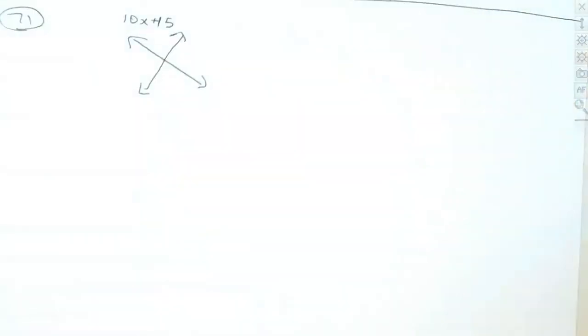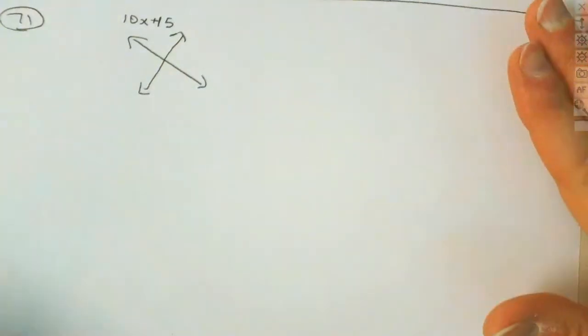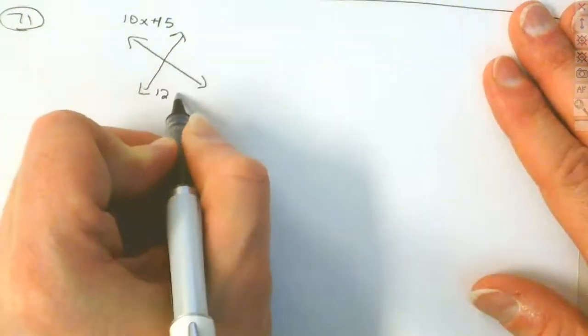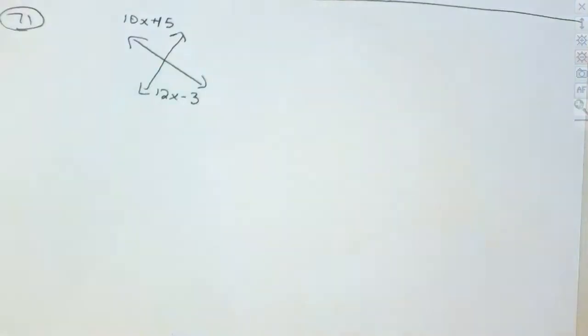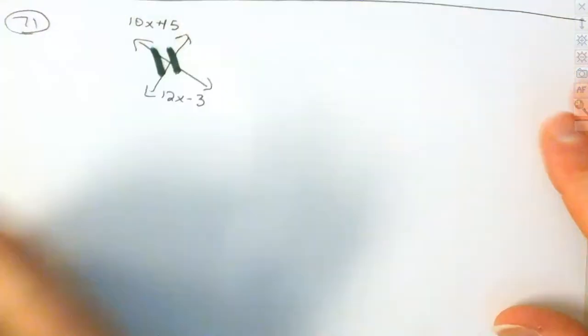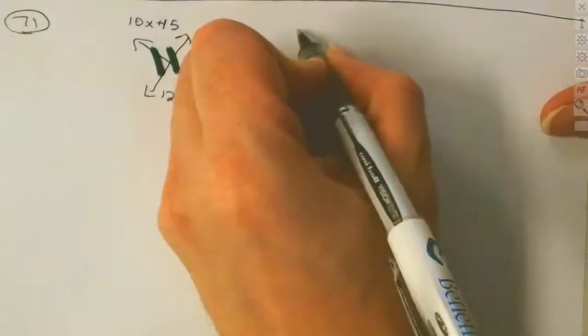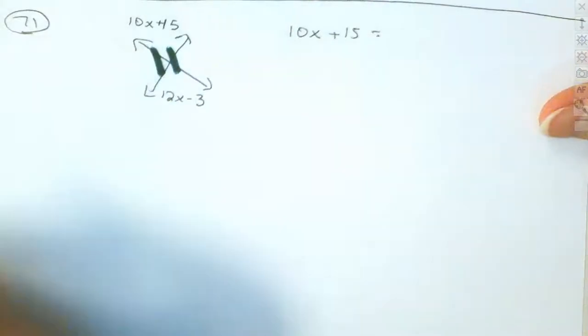Okay, so we've got 10x plus 15 for that part. And we've got 12x minus 3 down below. Now, what do we know about these? These are vertical angles, so they equal each other, don't they? Now, one thing that we have to remember on this problem, and there's one that's similar to it on your exam as well: we make them equal to each other, right? Because those are going to equal.